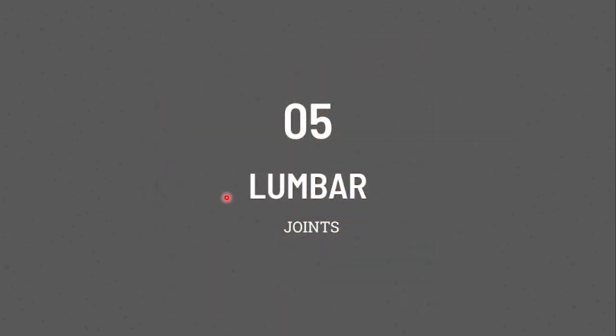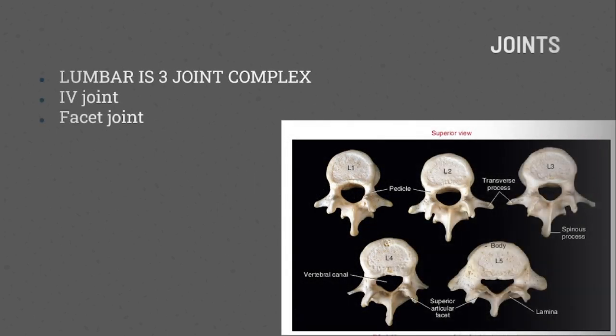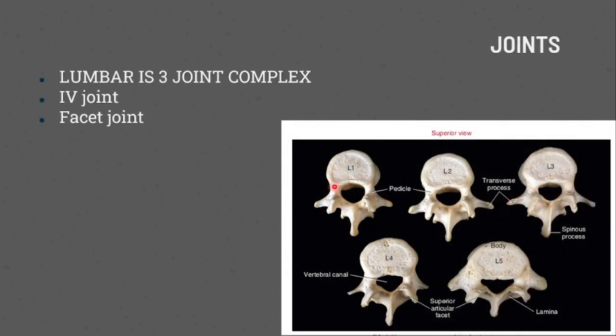Let's take a look at the lumbar region and its vertebrae. They are more typical vertebrae, but we have some remarks here: when we go more caudally, or more inferior, the vertebral body and the vertebrae become more thickened because the weight bearing increases as we go inferiorly. So the lumbar region is a 3-joint complex. There are 2 facet joints and 1 intervertebral joint between them.